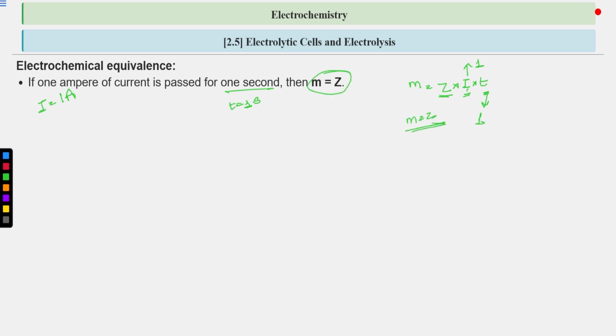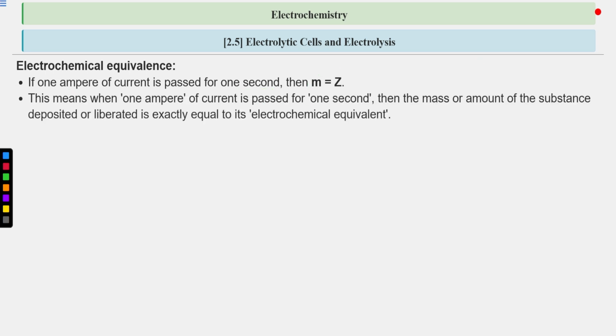As written here, this means when 1 ampere of current is passed for 1 second, the mass or the amount of the substance deposited or liberated is exactly equal to its electrochemical equivalent. If you are using 1 ampere of current passing for 1 second, the mass which is liberated or deposited on the electrode is exactly equal to the electrochemical equivalent of the substance, that is Z.